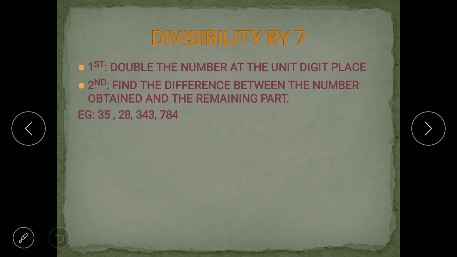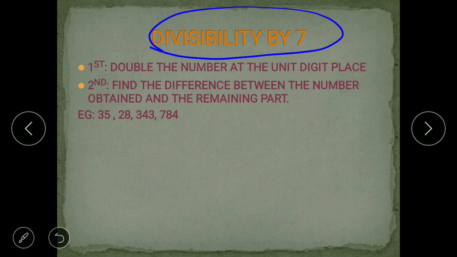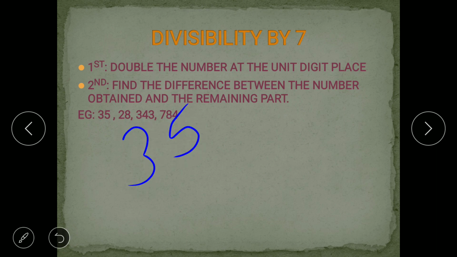Let's move to the next divisibility check. What does the divisibility check of 7 tell us? First, double the number at the unit digit place. Whatever the number may be, you need to first double that digit. Second, find the difference between that number, after doubling, and the remaining part of the given number. Let's see with an example. 35. We all know 35 is divisible by 7.